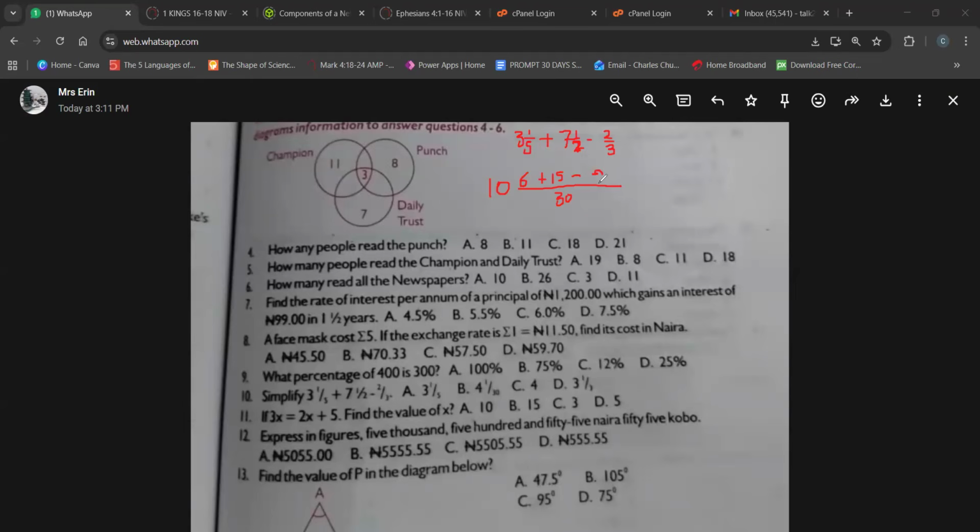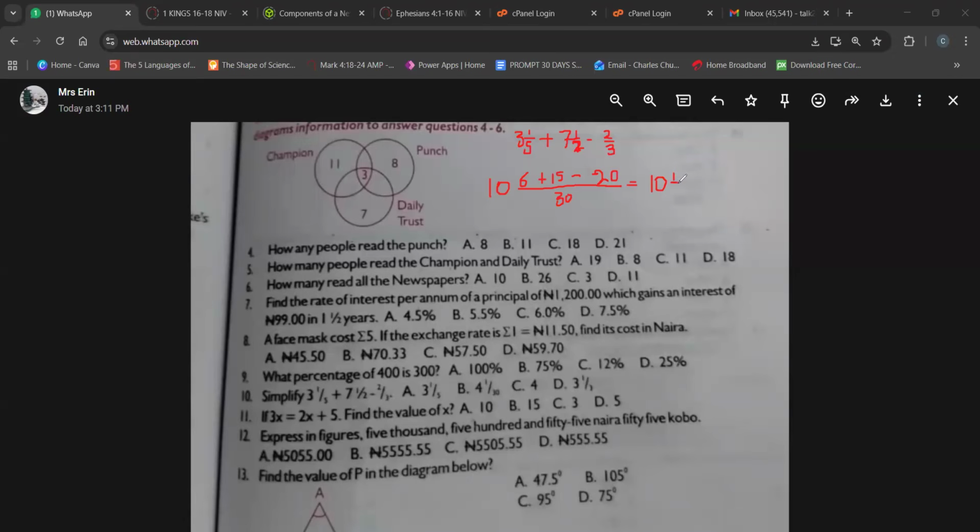Okay, I think I understand what you're trying to say now. But please don't confuse us like that next time. Are you ready now? Yes. 6 plus 15 is what? 6 plus 15 is 21. 21 minus 20 equals 1, so 10 whole number 1/30.